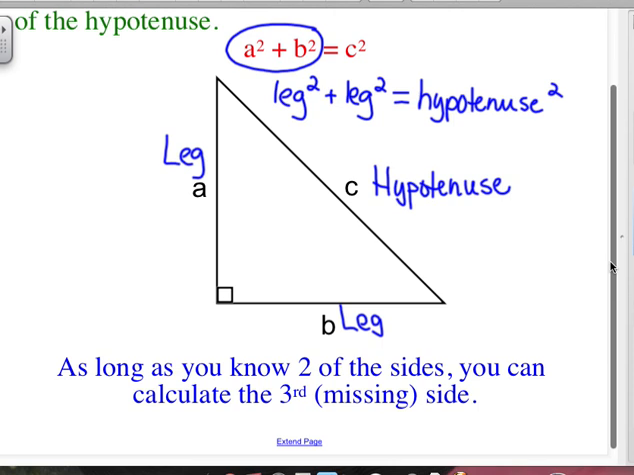So A squared plus B squared equals C squared. That's really, you're going to hear me saying that a lot. A squared plus B squared equals C squared. That is the Pythagorean Theorem, where A and B are the legs and C is the hypotenuse. And it's all mathematical. You're definitely going to need and want a calculator in this unit.